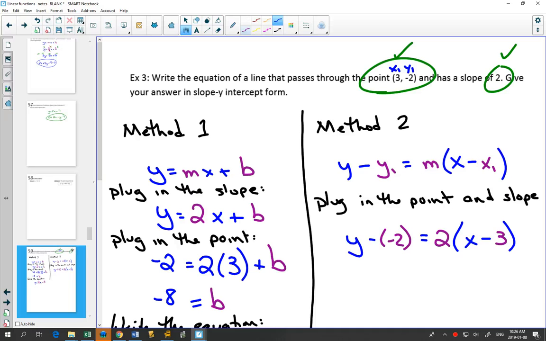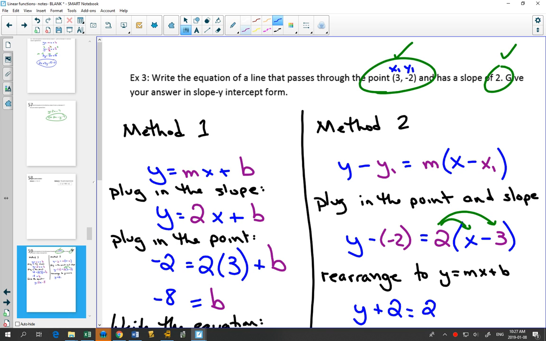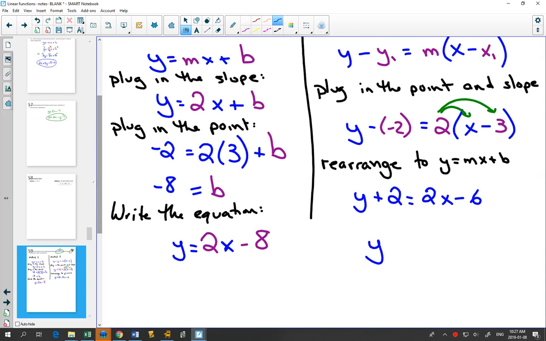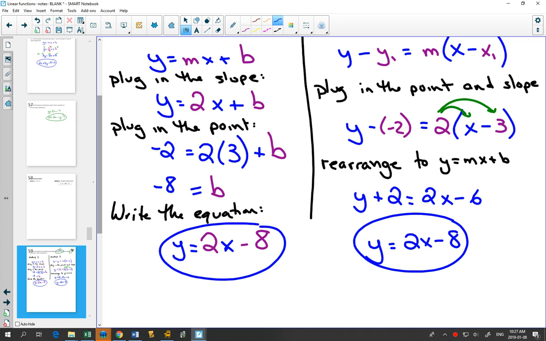And now what we need, because it asks to have this in slope-intercept form, we just have to rearrange it so that it equals y equals mx plus b. So what does that mean we need to do? Well, this 2 has to be distributed. So we will have y minus negative 2 is plus 2 equals 2x minus 6. How would I get the y by itself? Subtract 2 on both sides. So notice we get the same answer with both methods, which is good, because if you started getting different answers with different methods, then you would have problems with one of the methods, hopefully, not both. So we get y equals 2x minus 8 in both methods.